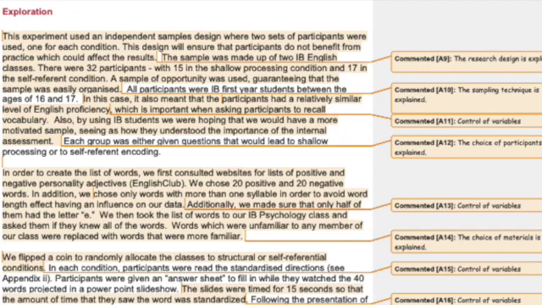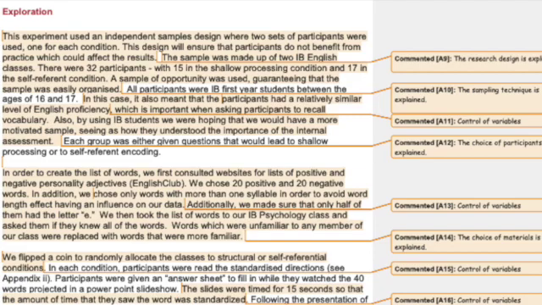When it comes to writing your procedure, you can write it in bullet points, or in steps, like first step, we did this. Or you can write it as paragraphs, but you have to remember that you're writing it in past tense because it's what you did. You're not writing what you're going to do.